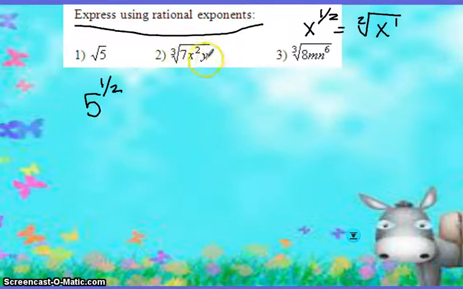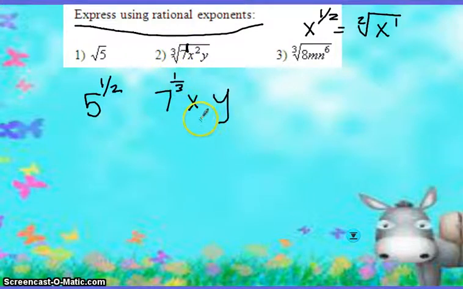Now, if you have multiple factors underneath your radicand, each one needs to have its own exponent. So right now, 7 is being raised to the first power with an index of 3. 7's fraction is going to be 1/3. X's fraction is 2/3, since its original exponent was 2. Y is also going to be to the first, like the 7, so it's going to be 1/3.